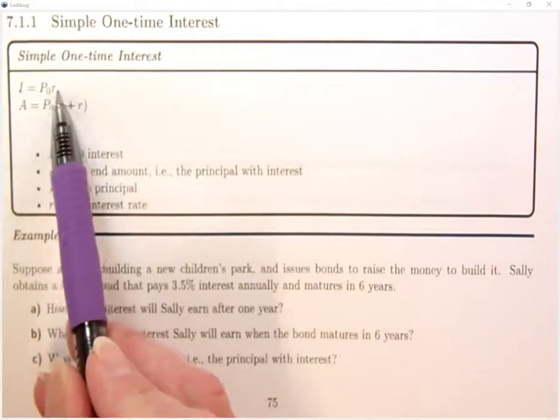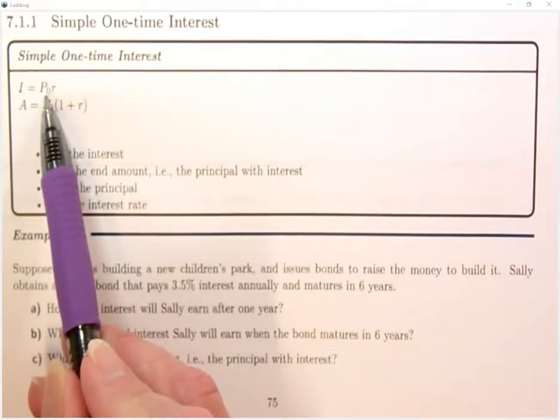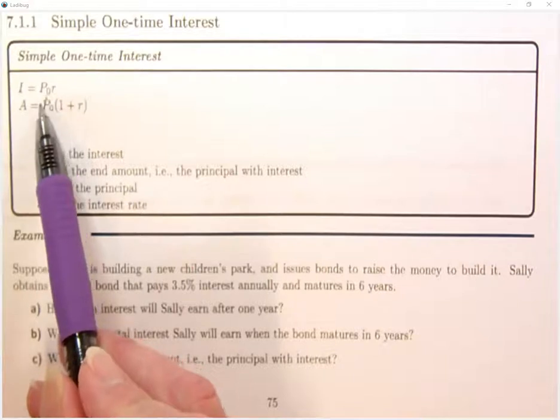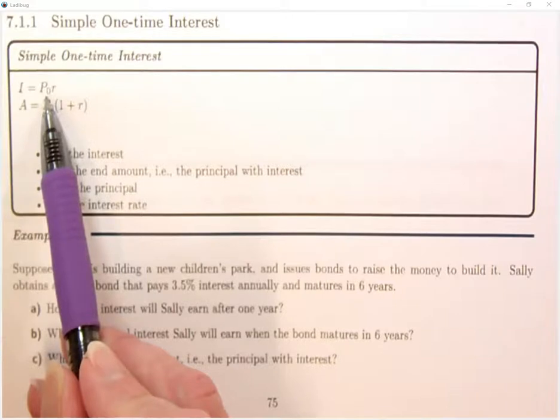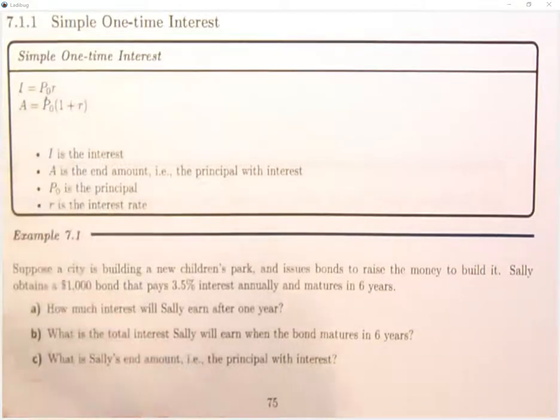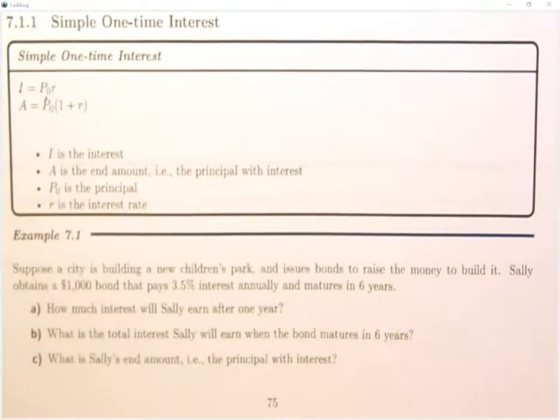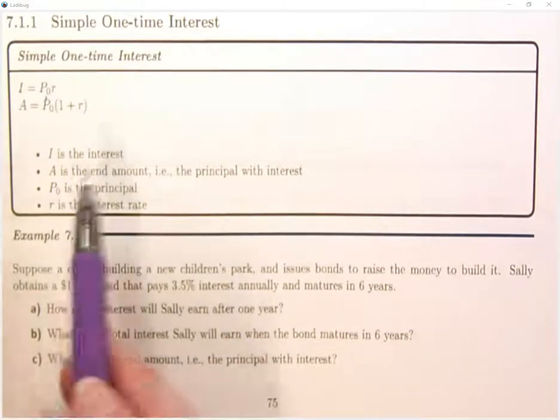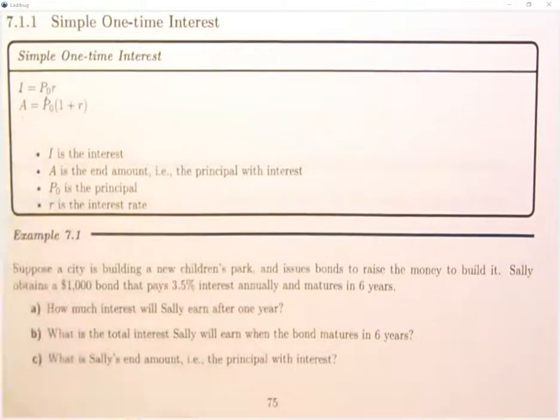Interest equals the principal. The principal is notated with a subscript of a 0. That doesn't mean times 0 or anything. That just means P sub 0. And what that tells us is that's the initial amount of money that we're putting in. And then that is times the rate. And what this indicates here, this capital A, is the end amount, the principal plus interest.